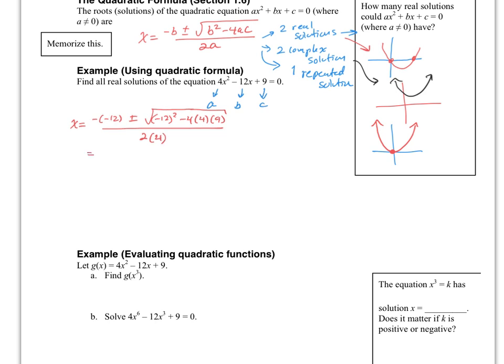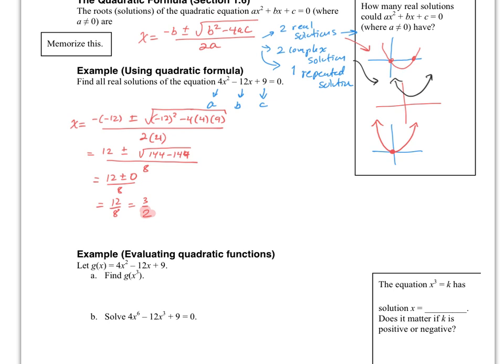Right, then we evaluate the values inside the formula. So this is 12 plus or minus the square root of 144 minus 144, we should check that, divided by 8. So therefore this is 12 plus or minus 0 divided by 8, which is just 12 divided by 8, or you divide by 4, this is equal to 3 fourths, actually 3 halves. And notice that you only have one solution, which in this case is one repeated solution.